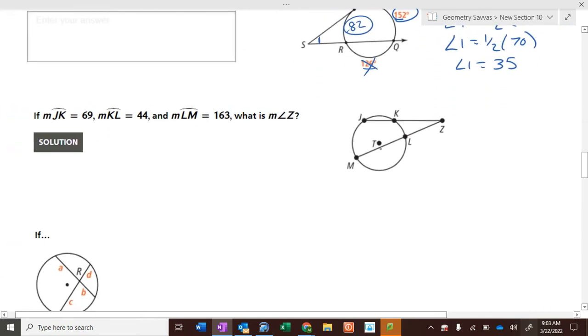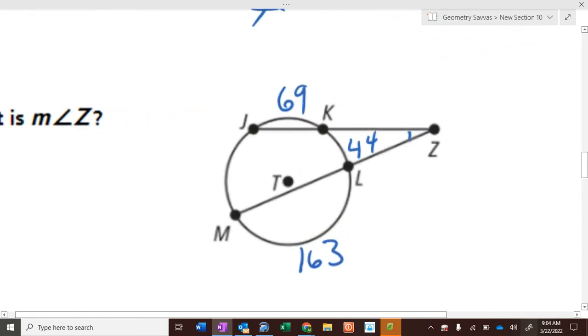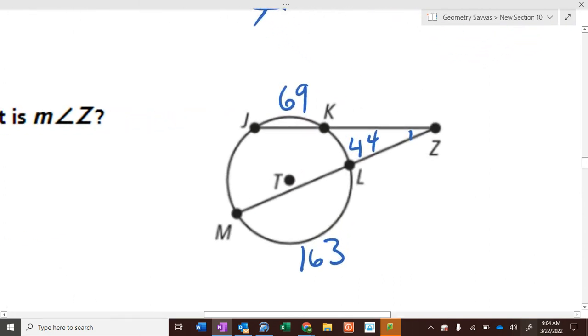If JK is 69, KL is 44, LM is 163, what's angle Z? Well, to figure that out, we need to know what JM is, right? Well, 69 and 44 make 113. And then we have 163. We add those up, well, it's 276. So if we take 360 minus 276, what do we get? 84.